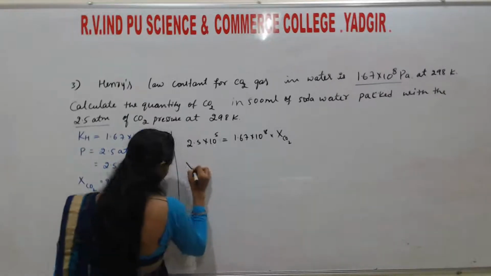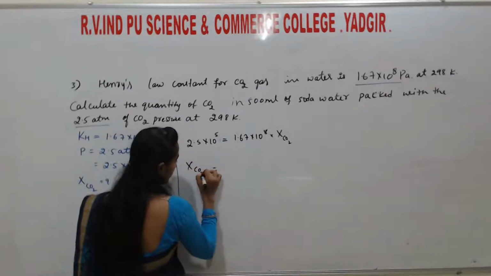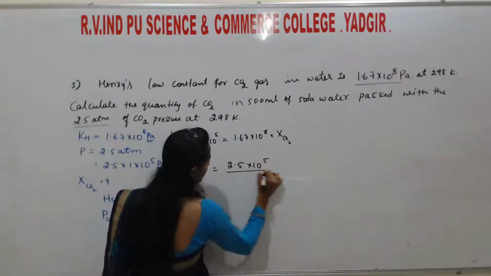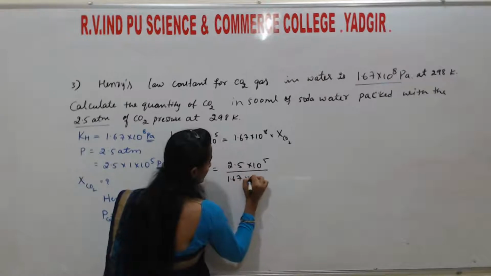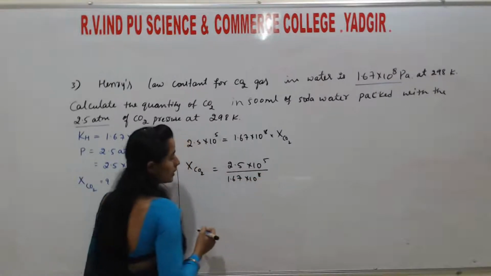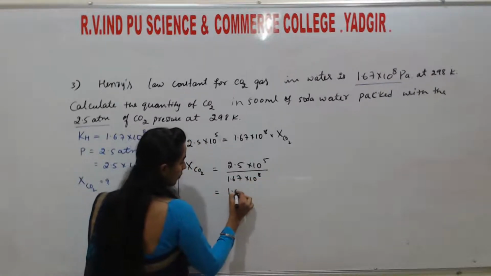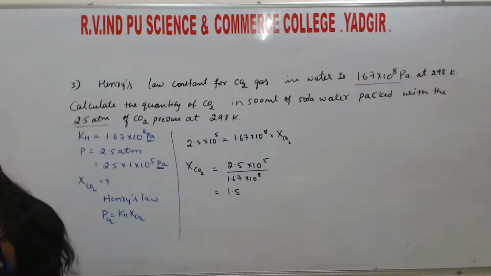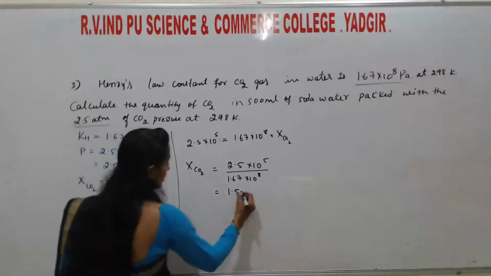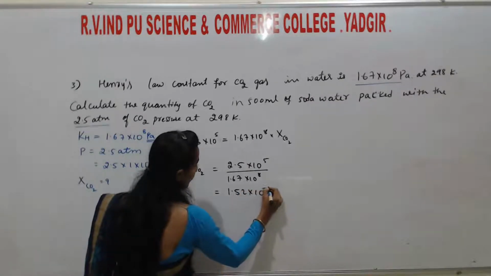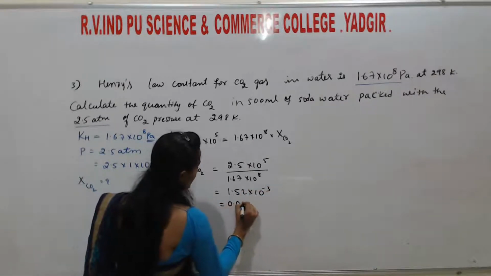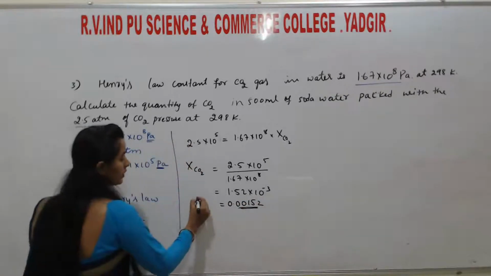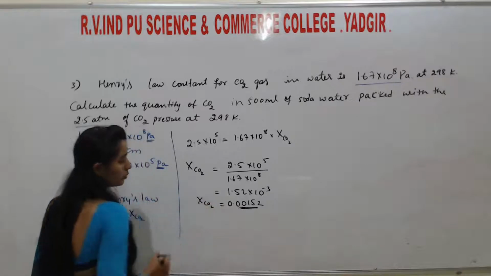So then, X of CO2 is equal to 2.5 into 10 power 5 divided by 1.67 into 10 power 8. Then we will get approximately 1.52 into 10 power minus 3, that is 0.00152. This is X of CO2.